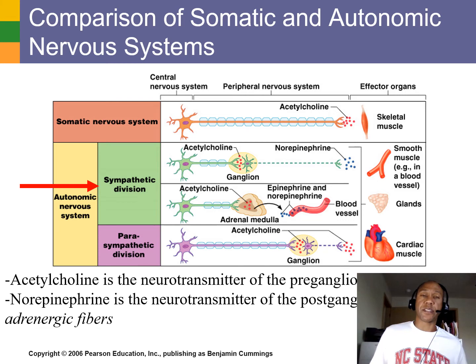Now, specifically, the preganglionic fibers are your cholinergic fibers. They're the ones that produce acetylcholine. Your postganglionic fibers are adrenergic fibers. In the parasympathetic division, all fibers are cholinergic, all produce acetylcholine.